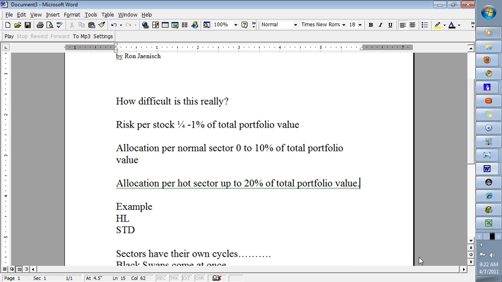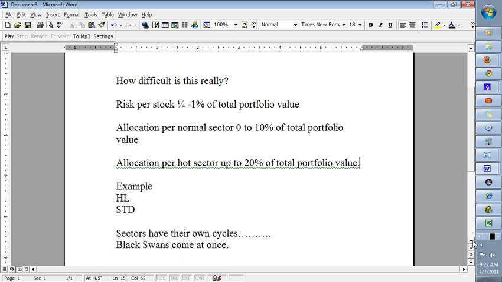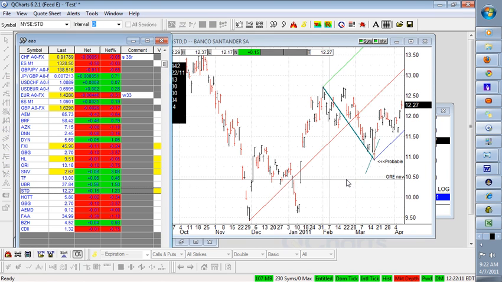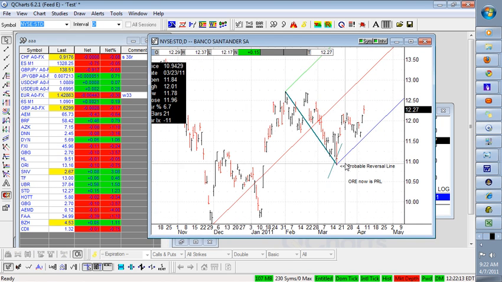Okay, now one of the things is that I've shown you an example. Let's show you another example. Another example was one I communicated yesterday, STD. Basically, here we had our probable reversal point. So we just drew something simple in here. It looks like a median line.